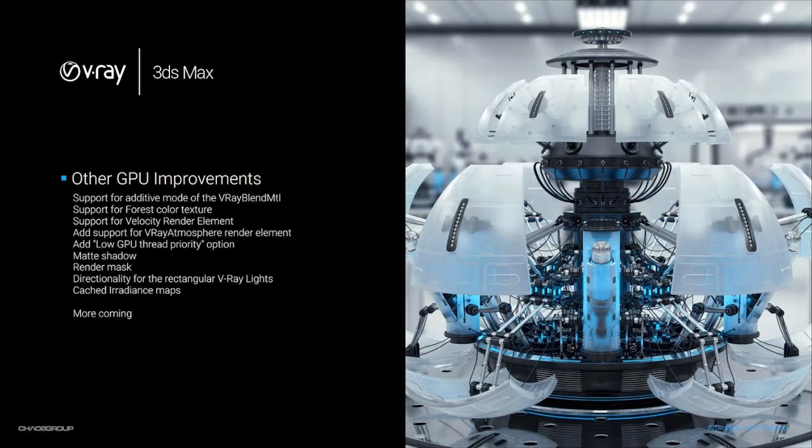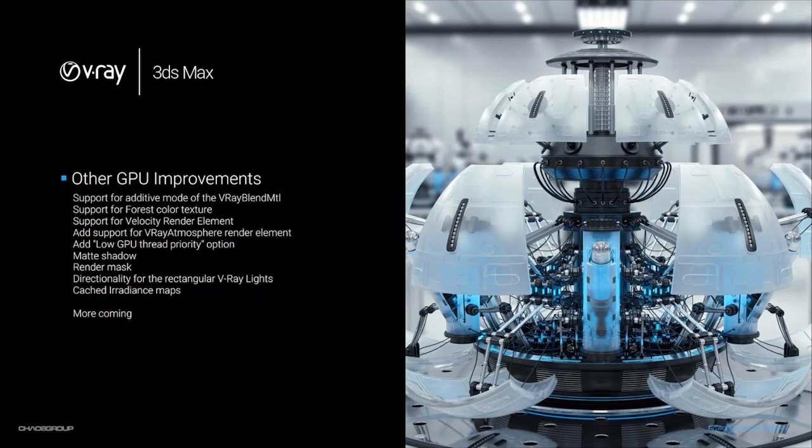But this is not the end of it. There are quite a few additional GPU optimizations, and you can see a few listed here. An interesting one is, for example, low GPU thread priority. Enabling this one allows you to use your computer while rendering on the GPU if you only have one graphics card. It will slow down the rendering itself, since part of the resources of the GPU would be going into display and so on, but you won't have so much slowing down if you have only one graphics card.